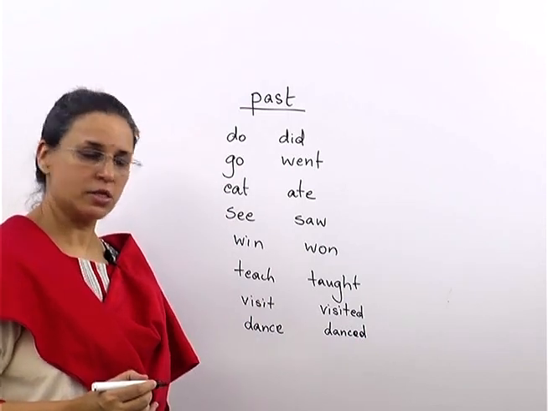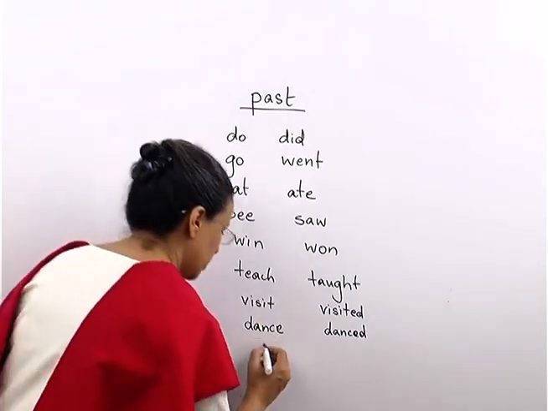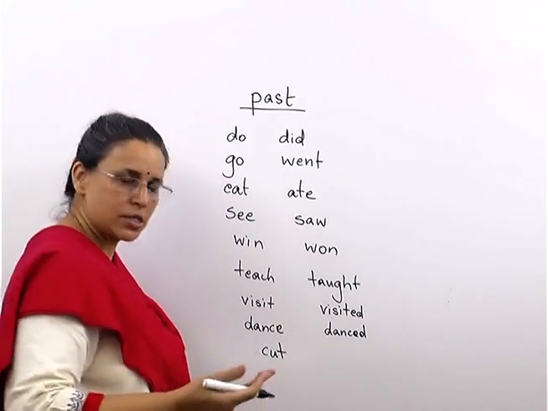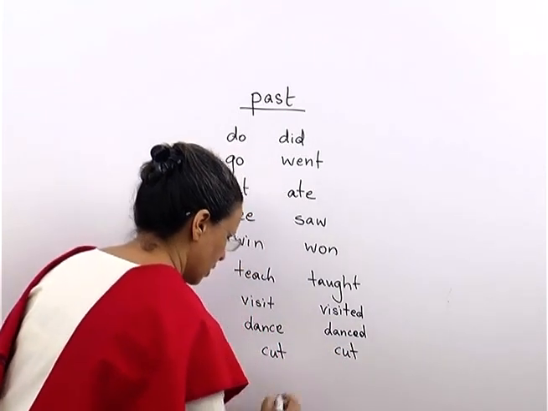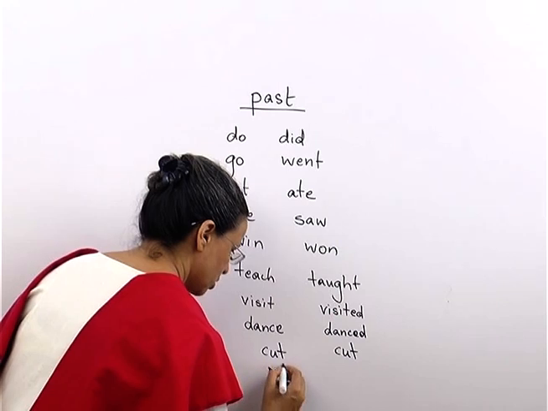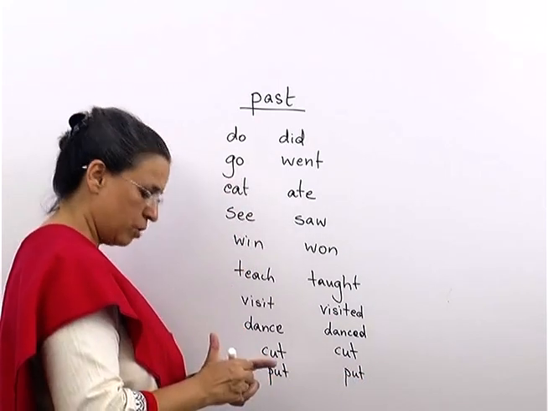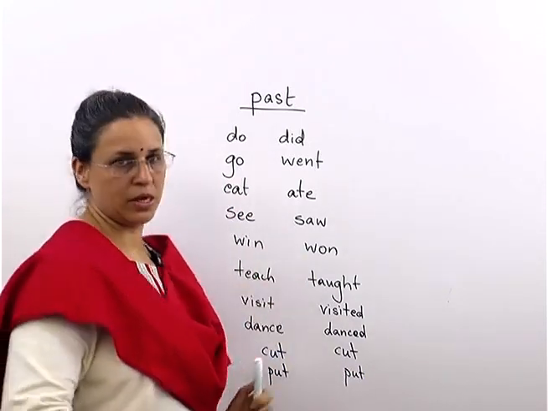Some of the past tense in present and past remains the same. For example, cut. Every day I cut the vegetables. Yesterday also I cut the vegetables. You don't have a different form. Cut, put, these type of words remain the same. There are many verbs that you have to learn, and for all of them you must know the past tense.